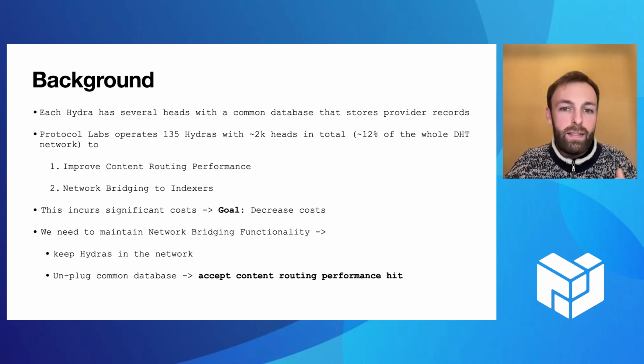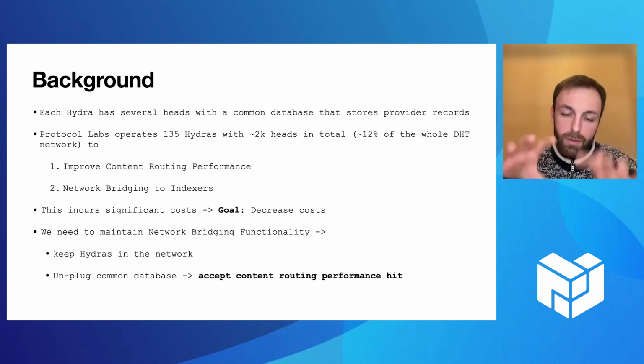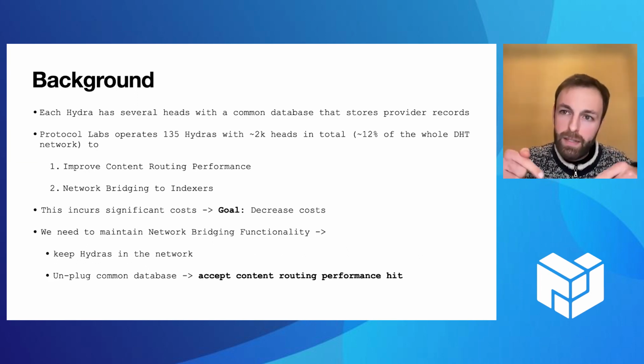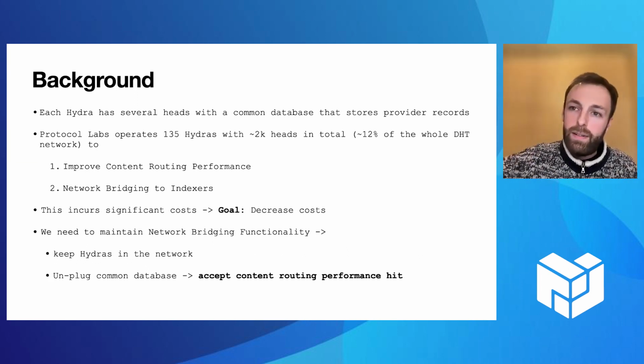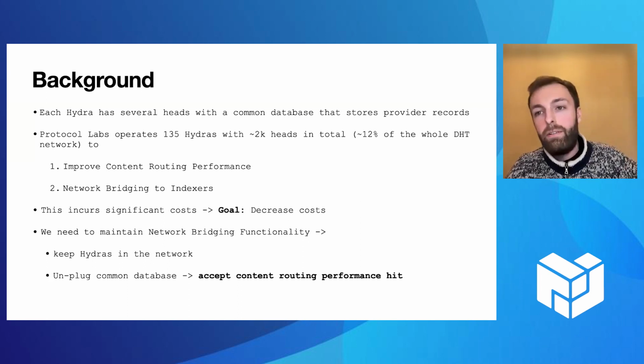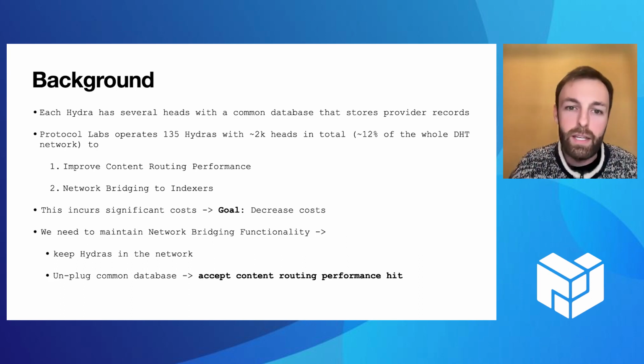And the idea is to distribute those Hydra heads in the hash space such that every provider record that is written into the DHT ends up at at least one Hydra head. And this in turn will improve content routing performance because all Hydra heads are connected to the same database. If you hit any other Hydra head in a completely different area in the key space, this Hydra head can grab the provider record from the common database and serve it right away. And you save a bunch of DHT hops there.